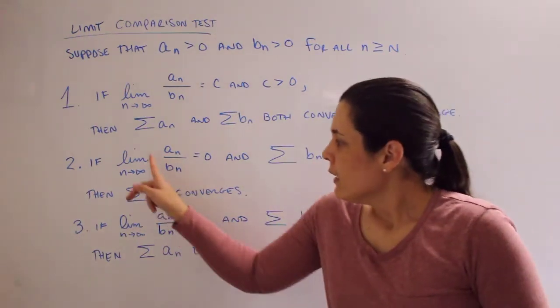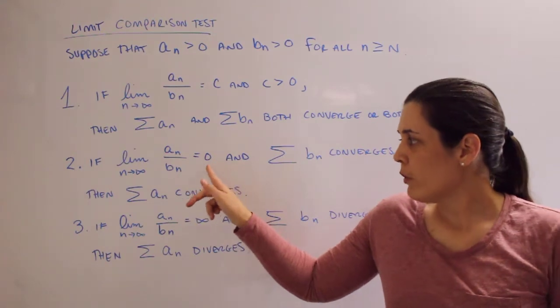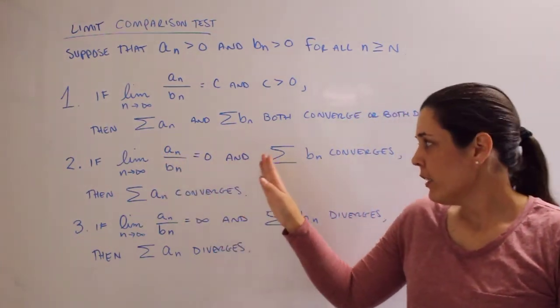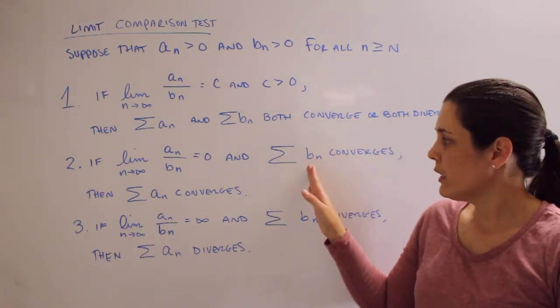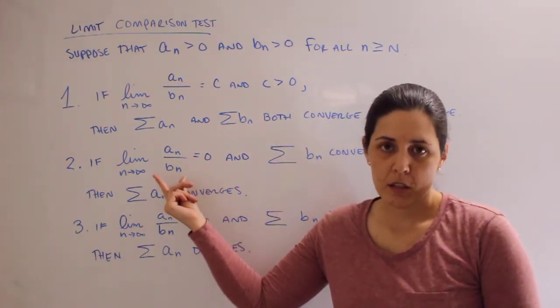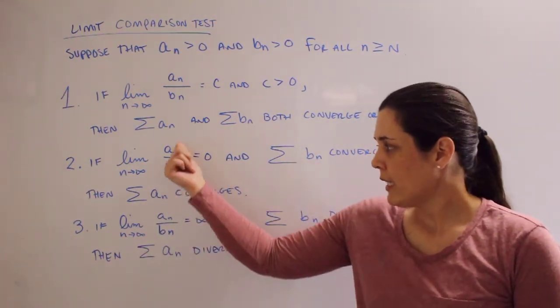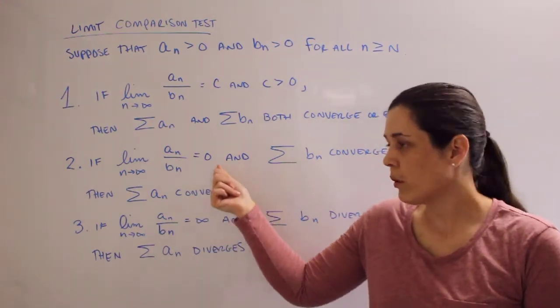Part 2. The limit as n approaches infinity of the quotient a sub n over b sub n, if you get 0. Okay? If you get 0 and the series of b sub n converges. So if the series that you're using for the denominator converges, then the series a sub n also converges. And that happens when the limit is 0.